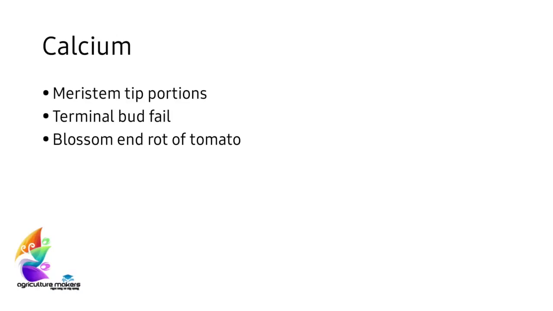Coming to the next, it's calcium. It is a constituent of the cell wall, that you know. Calcium is immobile in plants, so the deficiency symptoms appear in the meristem tip. Remember, any symptoms in the meristem tip portions are due to calcium deficiency. Added to that, failure of the terminal bud is due to deficiency of calcium, and in particular, blossom end rot of tomato is due to calcium deficiency.